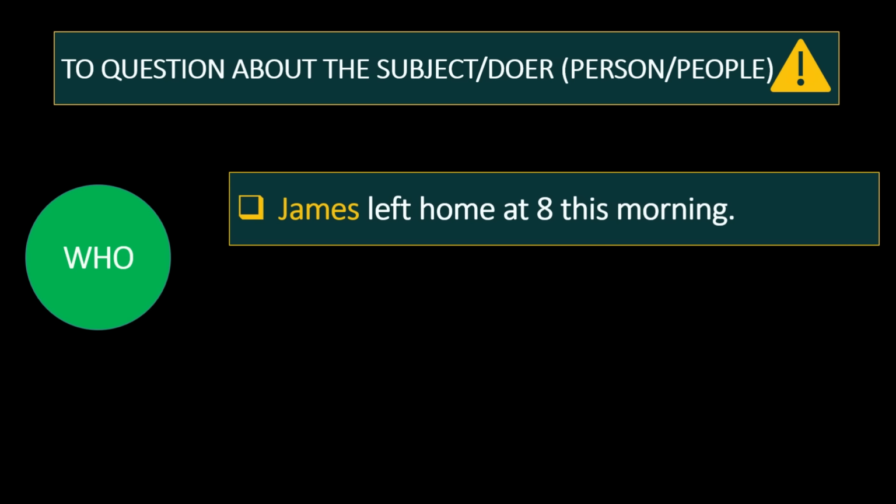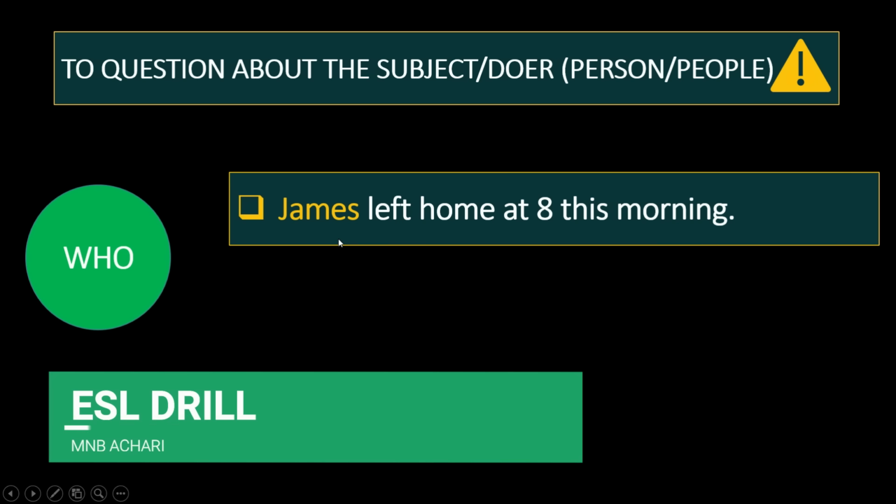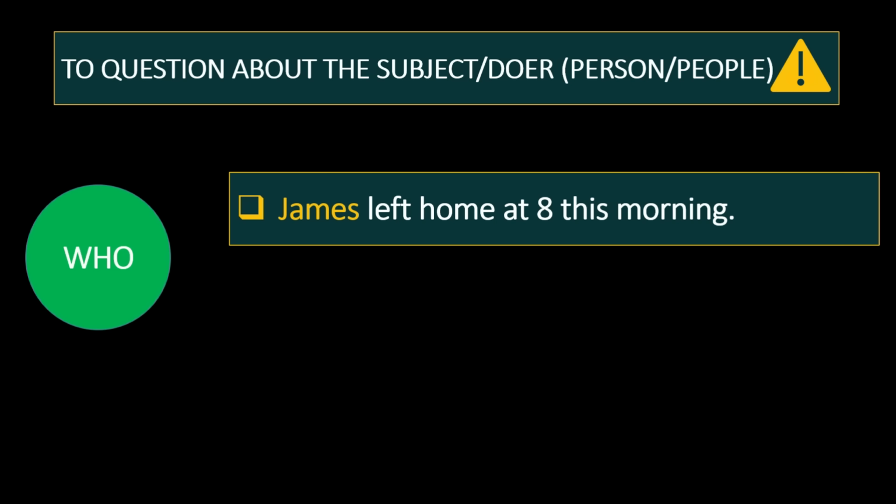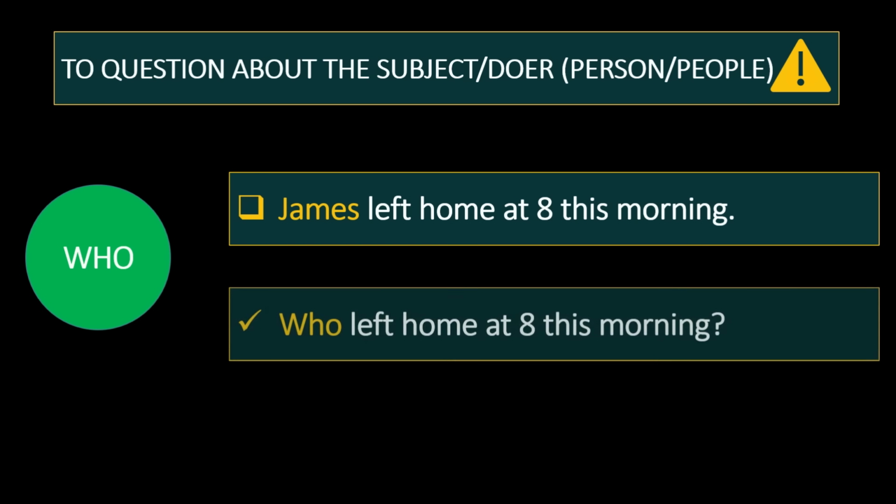Now the first one is who. This one is used to question about the subject or doer we have already discussed, and let's understand this in a better way with example sentences. Look at this one here. James left home at 8 this morning. Now the focus word is James. In order to get James as the answer, you can use who without changing the sentence.